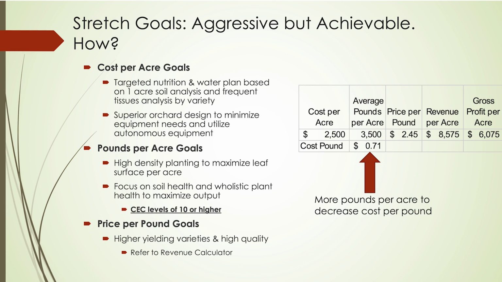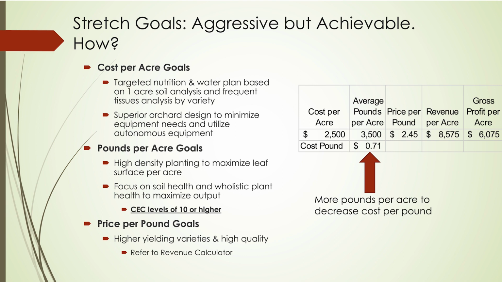Superior orchard design to minimize equipment needs and utilize autonomous equipment. Autonomous equipment is something that has not had much attention, but it is out there. The best example right now is the Gus sprayer systems from California. They're actually offering those for sale now, and we intend to have a few of them as soon as the 25 by 25 and 30 by 25 acres are all in production.